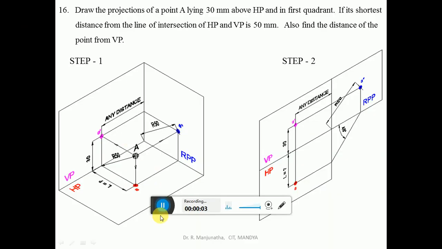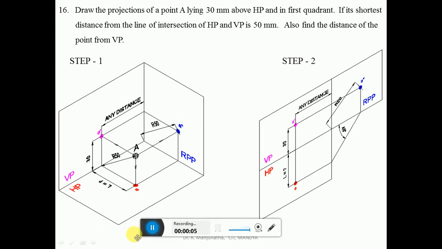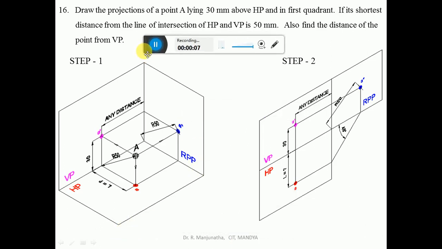Now, draw the projections of a point A lying 30 mm above HP and in the first quadrant. If its shortest distance from the line of intersection of HP and VP is 50 mm, also find the inclination and also find the distance of the point from VP.